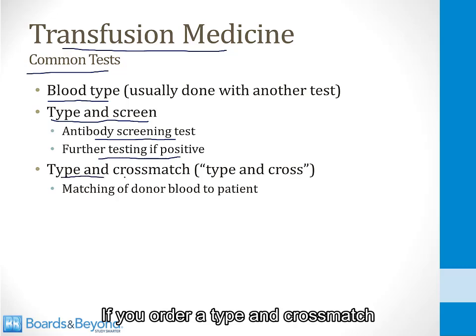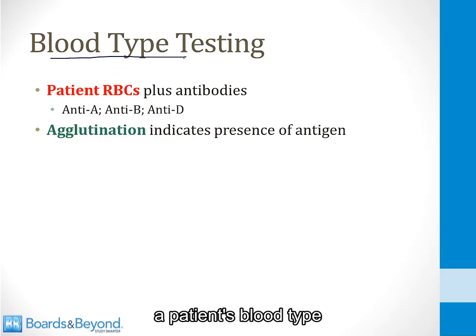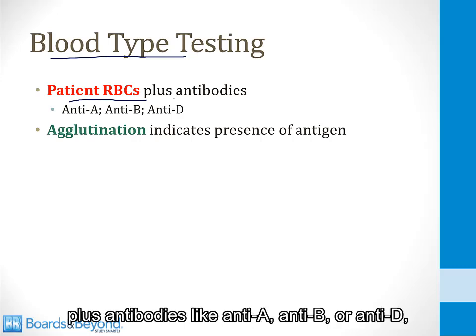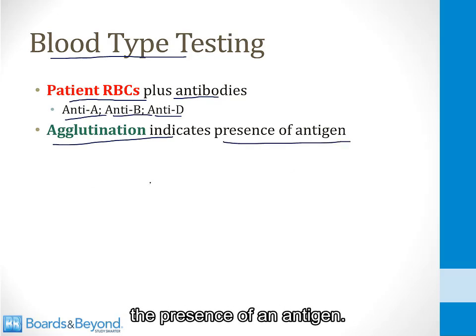If you order a type and cross match, often called a type and cross, this involves matching of the donor blood to the patient. We'll talk more about what that means in a minute. So the way you determine a patient's blood type is by taking the patient's red blood cells plus antibodies like anti-A, anti-B, or anti-D, and seeing if agglutination occurs. If it does, that indicates the presence of an antigen.